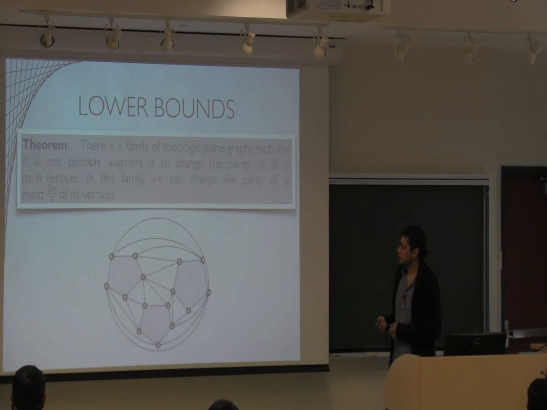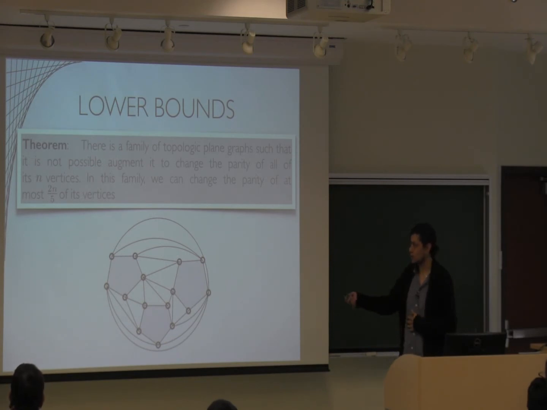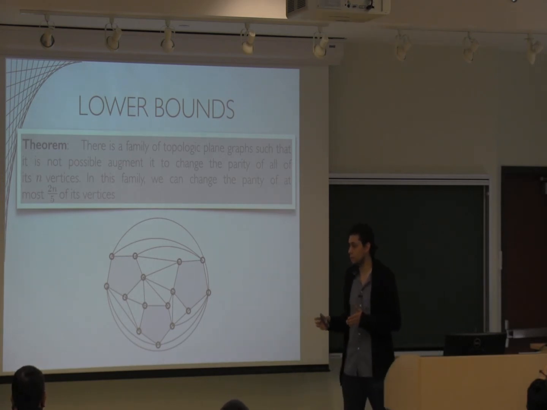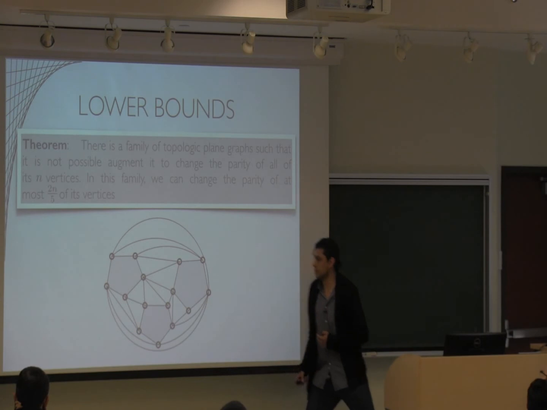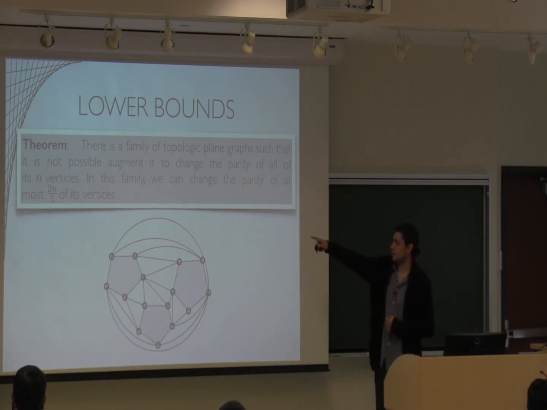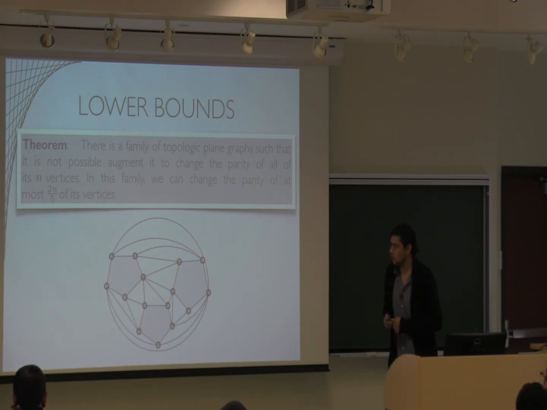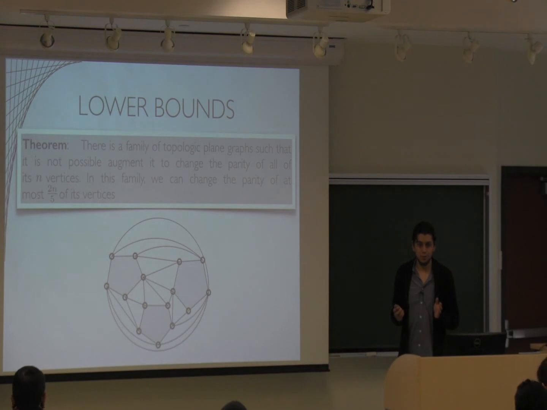And the next lower bound is because not in all the graphs can we change the parity of all the vertices in P, and this is a family we construct. You have a set of pentagons, and you triangulate the exterior of the pentagons. We can change the parity of the vertices of my pentagons, but you can see that we can only change 2 per pentagon, and leave 2n over 5 of its vertices. This is the end of the results for topological graphs.